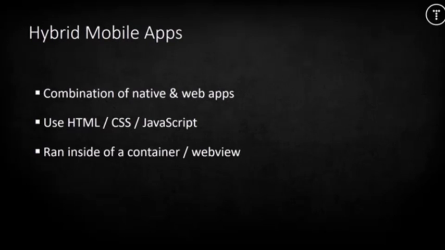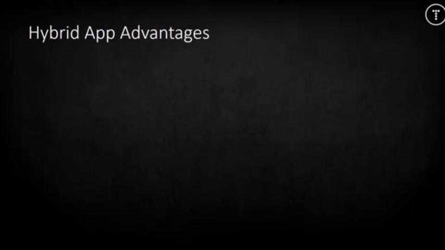All right, so that brings us to the final choice, which is a hybrid mobile app. And a hybrid app is basically a combination of a web app and a native app. It does use HTML and CSS and JavaScript, but it also runs inside of some kind of container or web view, usually through a framework. So on the surface, it can actually be perceived as a native app.